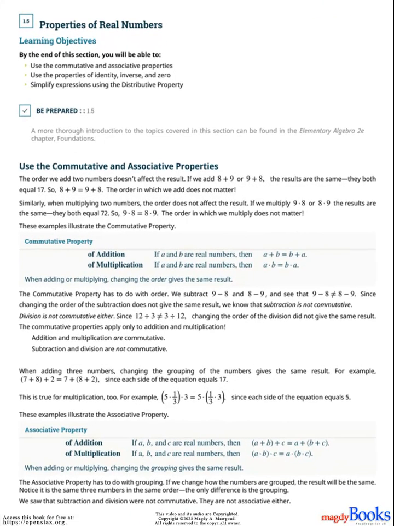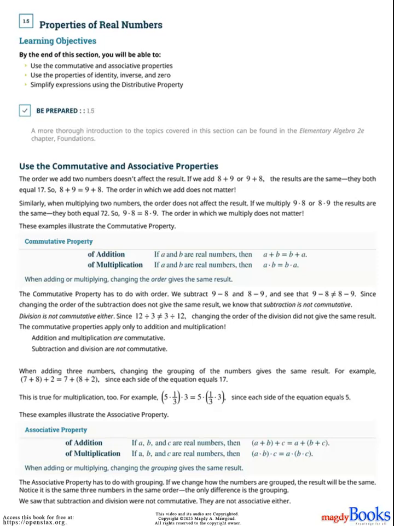Section 1.5, Properties of Real Numbers. Learning Objectives. By the end of this section, you will be able to: 1. Use the commutative and associative properties. 2. Use the properties of identity, inverse, and zero. 3. Simplify expressions using the distributive property.